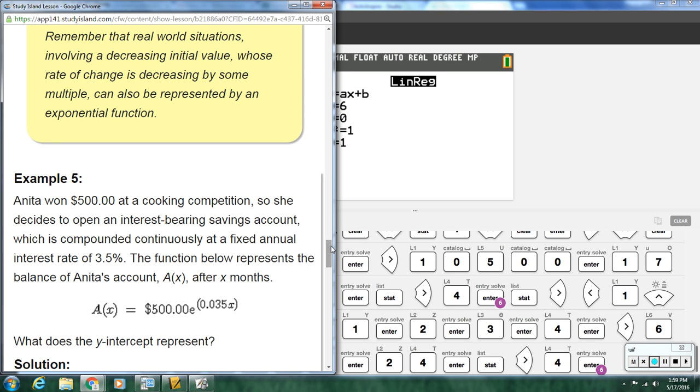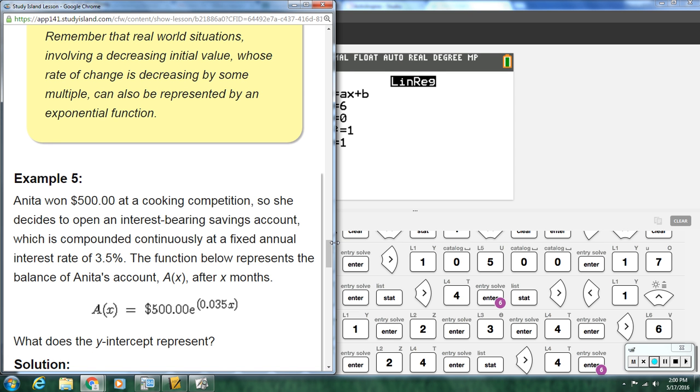See you later. Okay, Anita won $500 at a cooking competition. Oh, that's nice. So she decides to open an interest-bearing savings account. You know what that means? When you go put money in a bank, they give you interest. That's how they make money. I'm loaning them my $500, and I'm going to make money. Now, am I going to make a lot of money? No. But it's better than that money sitting at home underneath my mattress, because it ain't making any money there. So that's what they call interest bearing. You get interest based on it.